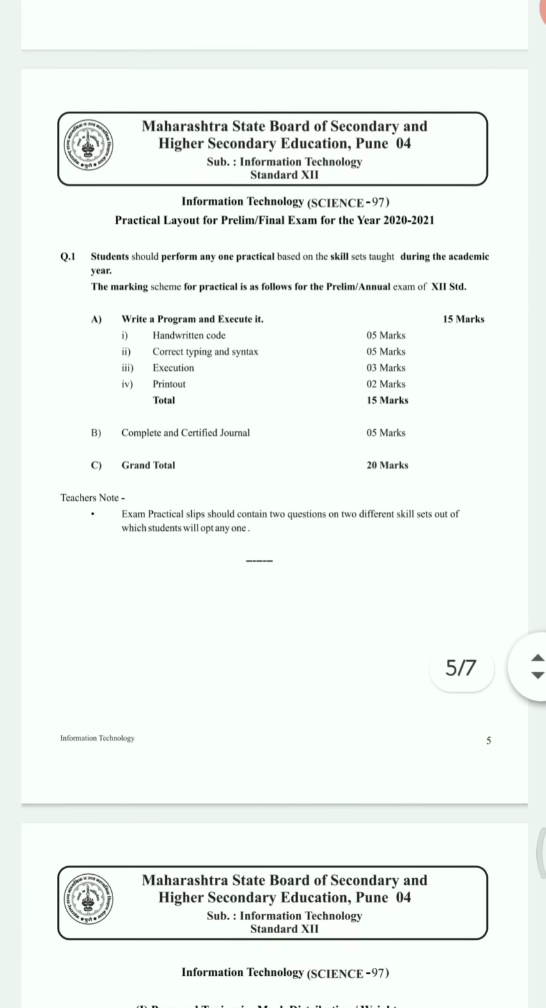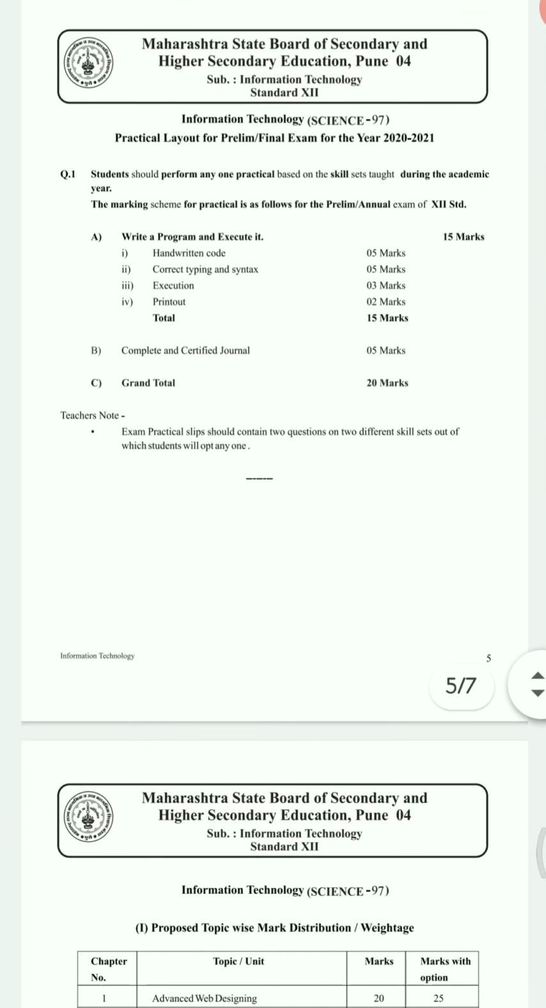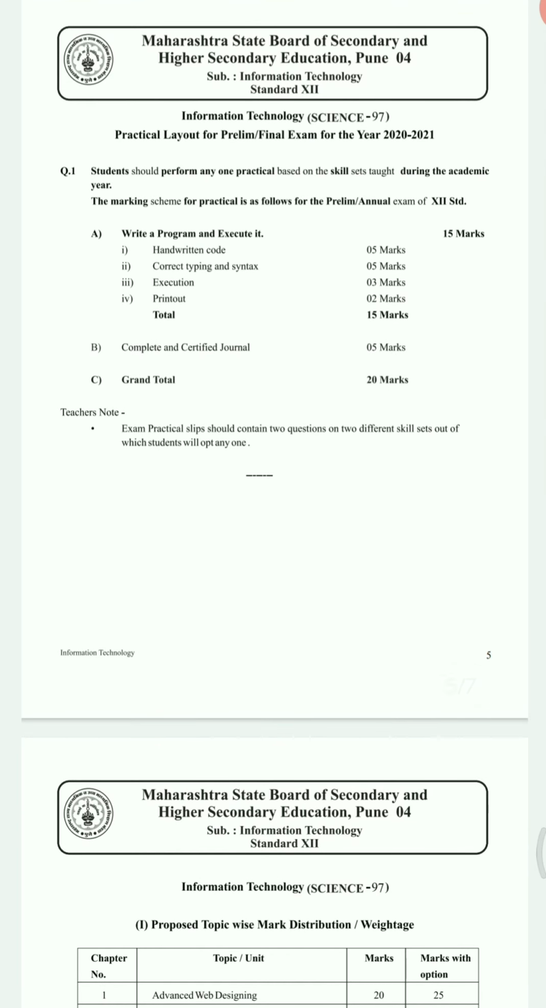Last is your practical section. In this section, the whole practical weightage is 20 marks, and you get a time slot of 3 hours to perform a practical. A single student has to choose 2 practical sheets, and out of that only 1 practical has to be performed. The handwritten code should be there, which will carry 5 marks.